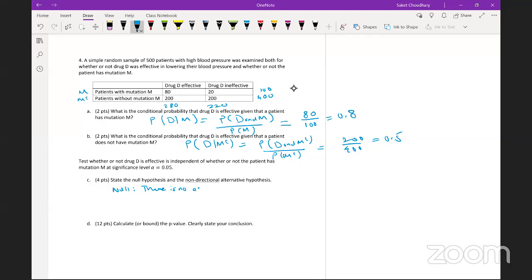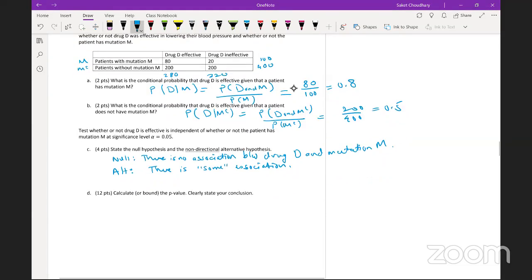There is no association between drug D and, again, there are multiple ways to write the statement. As long as you imply the idea, it's fine. Okay, you can say the same thing in terms of independence. You can say the same thing in terms of conditional probability. Everything is fine.